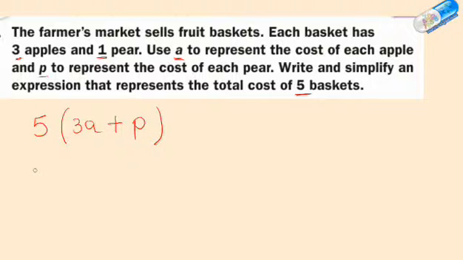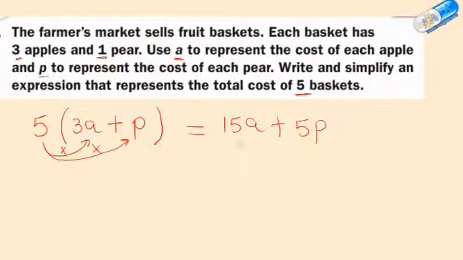So I wrote the expression now. To simplify it, I will use the distributive property. I will multiply 5 by each term inside the bracket like this. So 5 multiplied by 3a will be 15a and plus 5 times p, which is 5p. Now the question is, can I add 15a plus 5p? Of course not, because a and p are different variables. We cannot put them together. So this is the total cost of the 5 baskets.